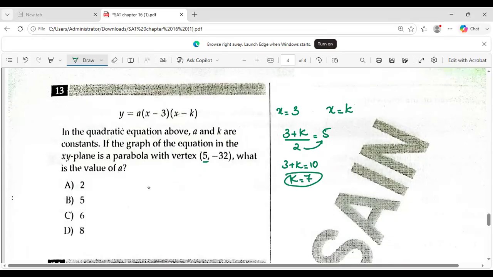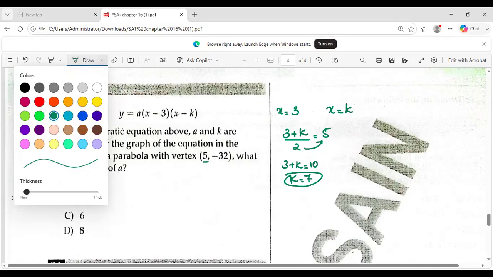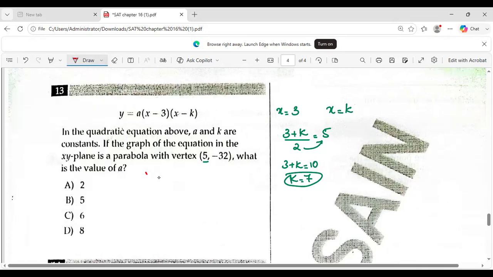So by simply solving it, I have figured out the value of k, and now I can rewrite this equation in the form of y is equal to a bracket x minus 3 bracket x minus 7. Now the second phase of my question is I need to find out the value of a. And then see, I know this is the coordinates of my vertex, right? So this point lies on my curve.